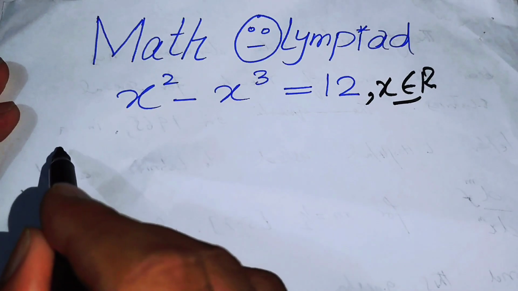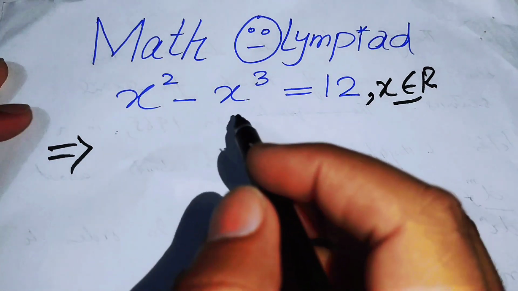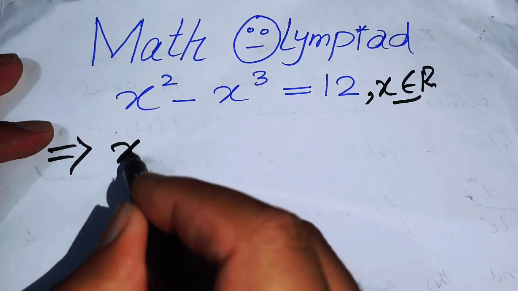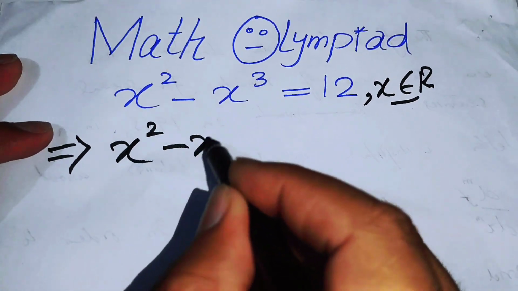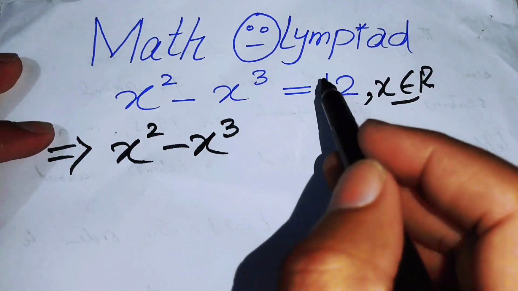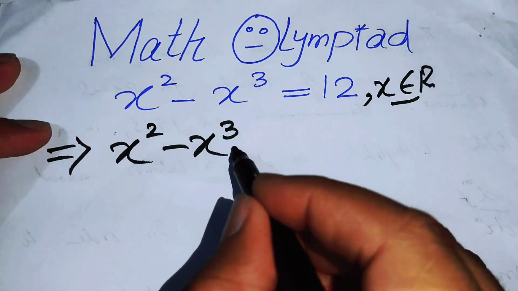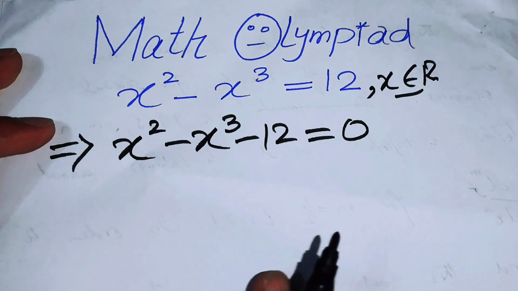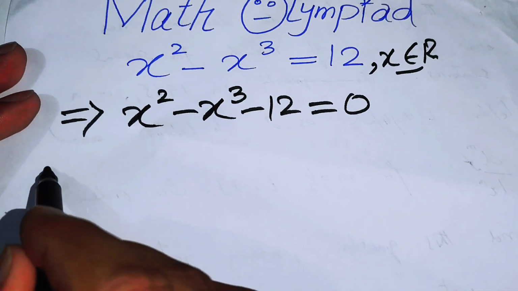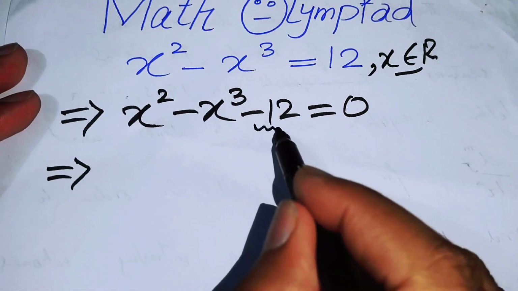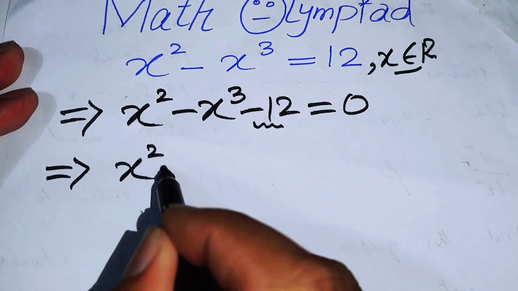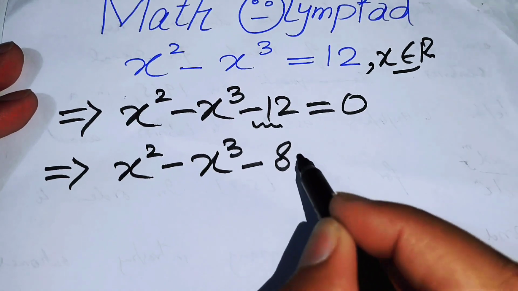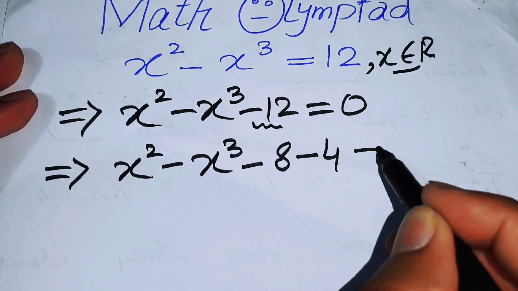So the very first thing we are going to do is rewrite the equation as x squared minus x cubed. We move this 12 from the right hand side to the left hand side so that it becomes minus 12 is equal to 0. After that I can break this minus 12 and rewrite it as minus 8 and minus 4 is equal to 0.